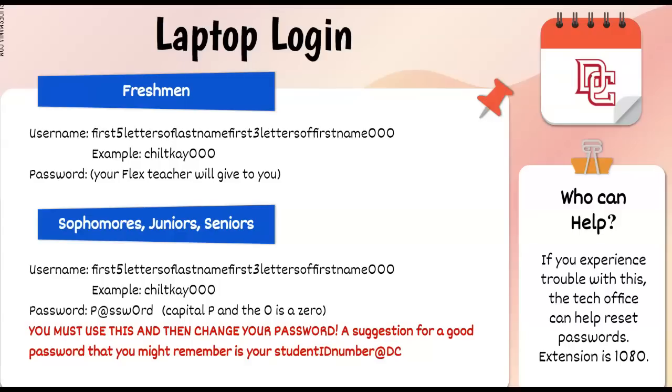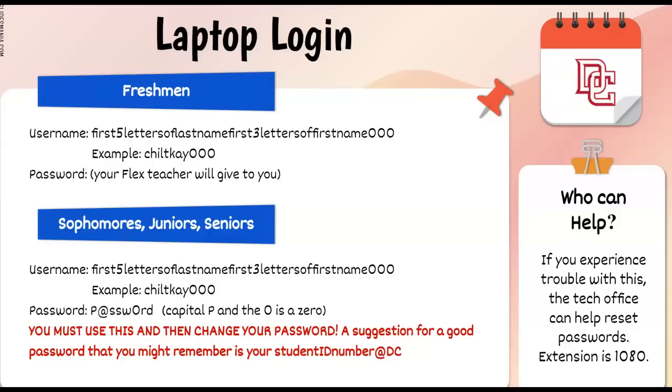The username for you is still the first 5 letters of your last name, followed by the first 3 letters of your first name, and then 000. The password that has been defaulted for all of your computers is capital P @SSW0RD. It will then prompt you to change your password. Again, please write this password down on the sheet of paper that has been provided for you. A suggestion for a good password that you might remember is your student ID number, followed by the @ and a capital D and a capital C.